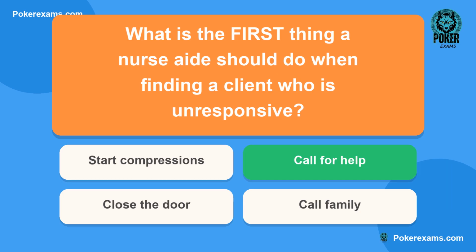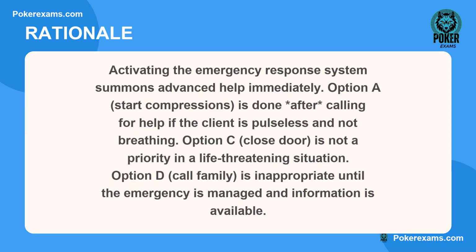The correct answer is B. Here is why. Activating the emergency response system summons advanced help immediately. Option A, start compressions, is done after calling for help if the client is pulseless and not breathing. Option C, close door, is not a priority in a life-threatening situation. Option D, call family, is inappropriate until the emergency is managed and information is available.